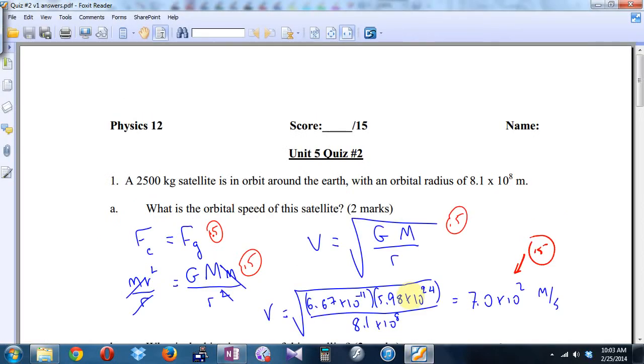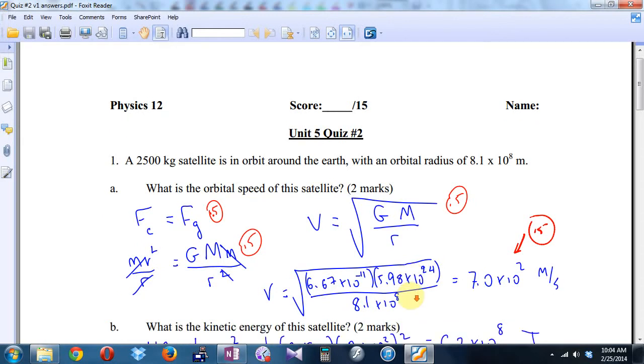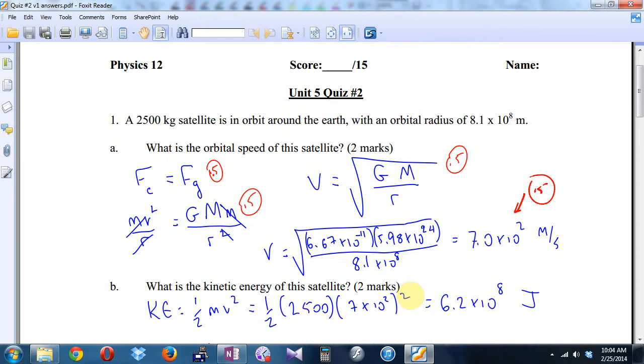There's how I gave part marks, but of course, if you got the right answer, 2 out of 2. B says, find the kinetic energy. Well, kinetic energy is a half mv squared. So I went a half times 2,500 times the velocity squared. Whatever answer you got for A, if you dropped it down to part B and squared it, I'll give you 2 out of 2 for part B, even if you got part A wrong.